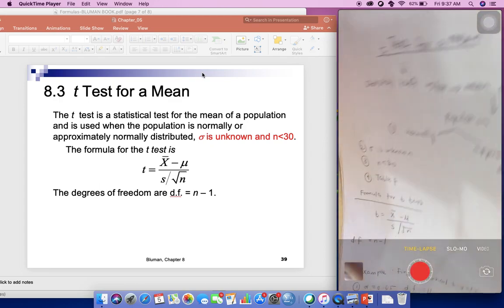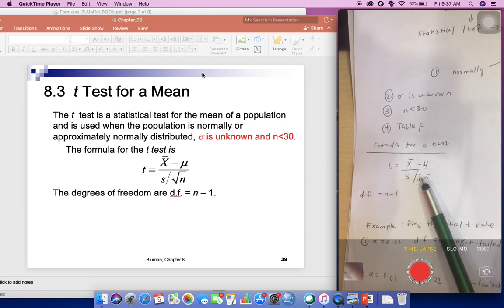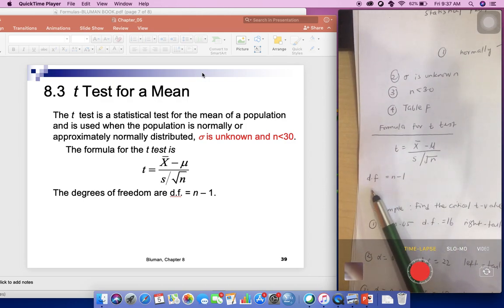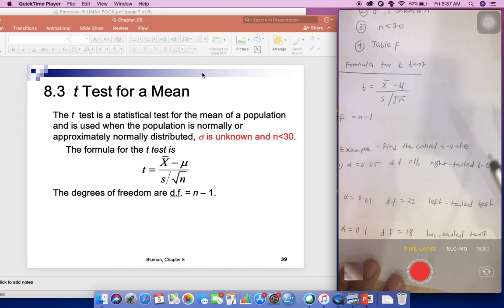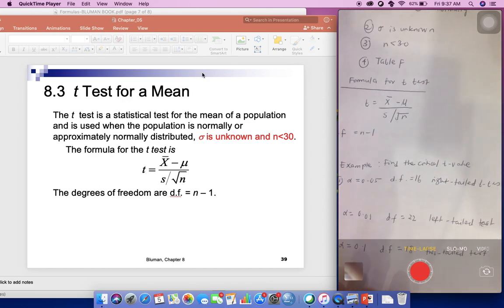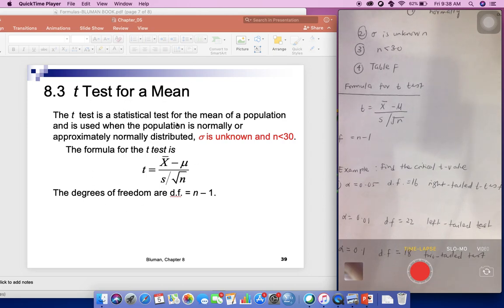So this is the formula for the t-test. t equals the sample mean minus the population mean, over the standard deviation divided by the square root of n. n is the number of samples. We also use a degree of freedom, so degree of freedom is n minus 1. Let's see the example, but before that, you can see your slide. The first two lines are about what a t-test is, and then the slide shows the formula for the t-test.